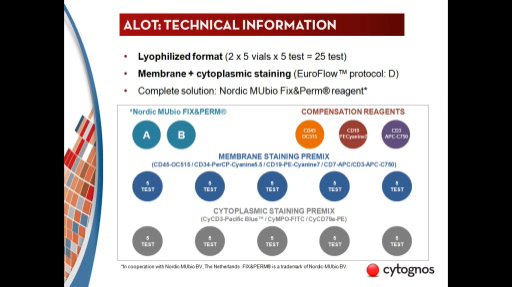We include also compensation reagents, and we include also the Nordic MUBio Fix and Perm reagent, A and B solution for fixation and permeabilization. So you can do the whole protocol of staining with our kit. You don't need to get the fix and perm from other suppliers because we are including that in the kit, so you don't need anything apart from the ALOT kit to make the staining of the sample.